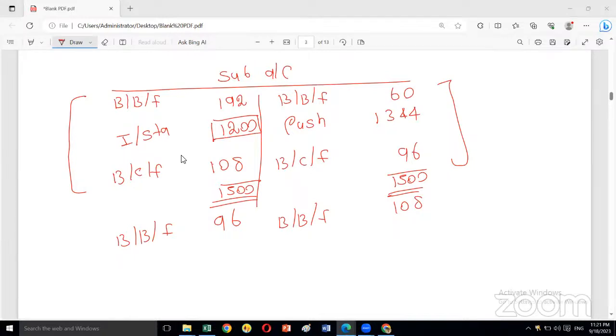Sir, that 108 should be minus it. No, here 1,500. If I add these two, how much? 300. So here the total should be 1,500. So here 300 means it should be 1,200. Is that clear? Yeah. Okay. Thanks.